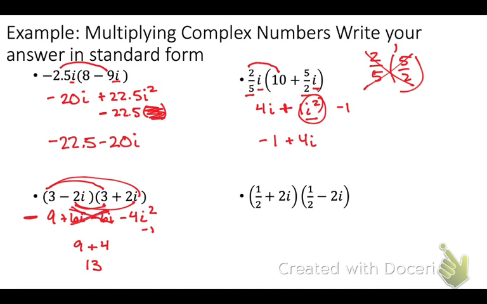How did you get a plus 4? Well, what is i squared? What's i squared, guys? Negative 1, and a negative 1 times a negative 4 is a positive 4. I did that right. So your answer is 13. I shouldn't distribute my negative.